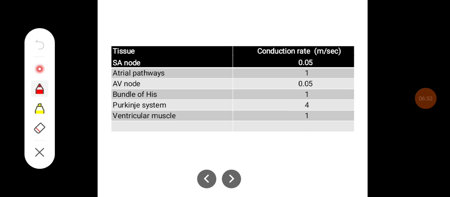This table shows the conduction velocity in different nodal tissues. SA node is 0.05 meters per second. Atrial pathways it is 1. AV node it is 0.05, where there is a delay which is called the AV nodal delay. In the bundle of His again it is 1 meter per second. In the Purkinje system it is rapid, that is 4 meters per second. In ventricular mass it is again 1.